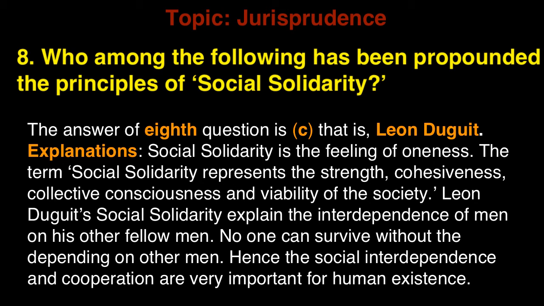Explanations. Social solidarity is the feeling of oneness. The term social solidarity represents the strength, cohesiveness, collective consciousness and viability of the society. Leon Duguit's social solidarity explained the interdependence of men on his other fellow men. No one can survive without depending on other men. Hence the social interdependence and cooperation are very important for human existence.